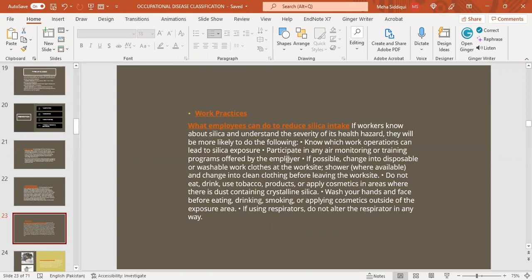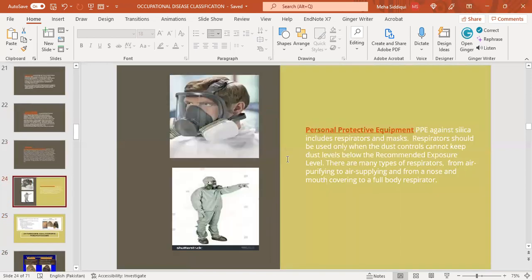If possible, change into disposable or washable work clothes at the work site. Shower and change into clean clothing before leaving the work site. Do not eat, drink, use tobacco products, or apply cosmetics in areas where there is dust containing crystalline silica. Wash your hands and face before eating, drinking, smoking, or applying cosmetics outside of that exposure area. If using respirators, they should not be altered in any way.